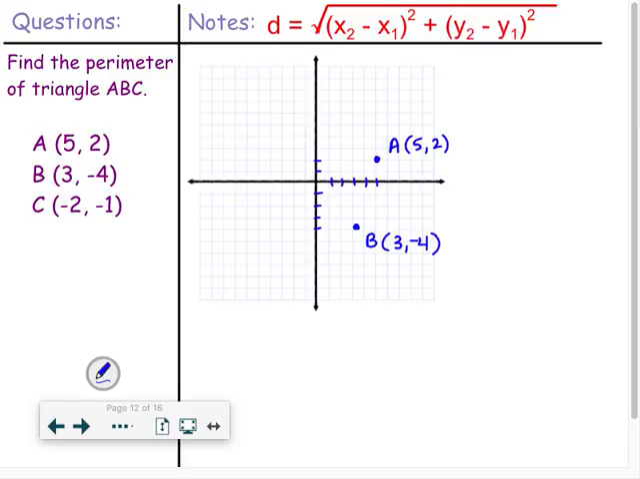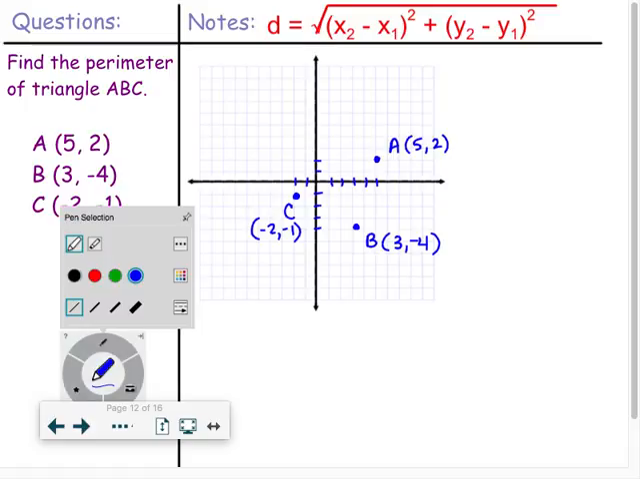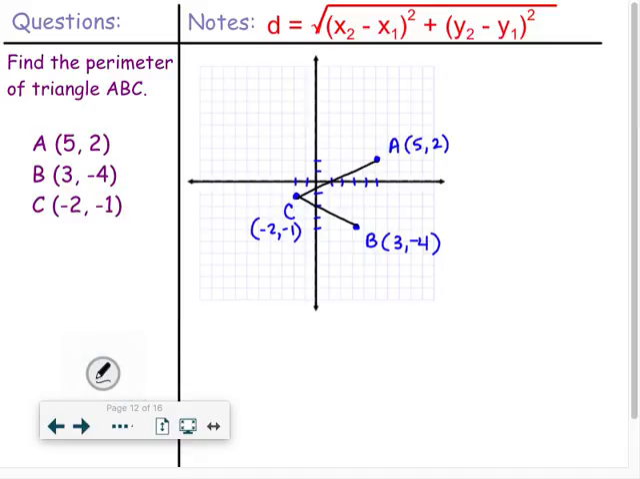And then C is -2, -1. Okay, so if I connect these to make my triangle, the question is asking us to find the perimeter. The perimeter means that you have to add all of the sides. So to add all of the sides means adding the distances, the length of each side. So add all 3 sides to find the perimeter.